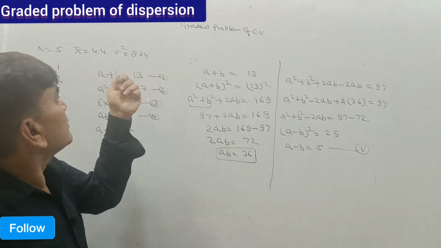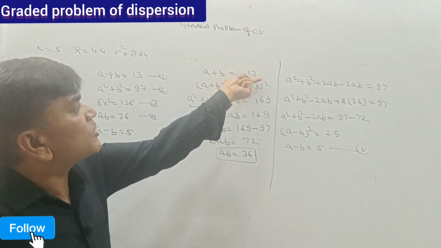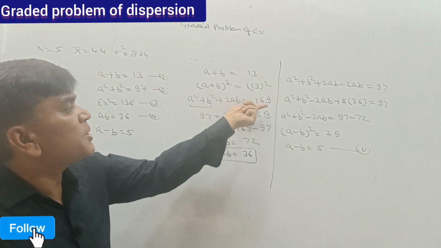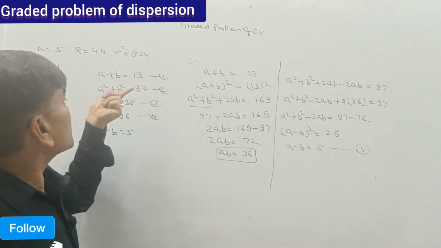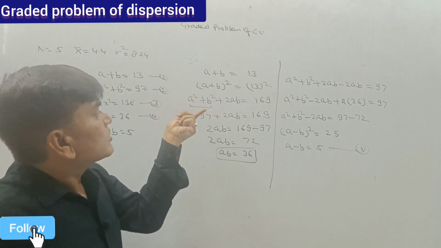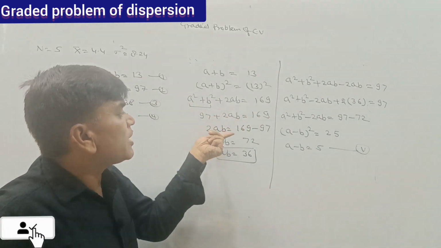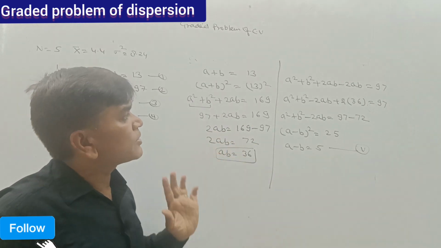So what we have done? The very first, we have a plus b is equal to 13, given. So we square both sides. So a square plus b square plus 2ab is equal to 169. The a square plus b square value is given, 97. So putting the value of 97, 2ab is equal to 169 minus 97. So the value of 2ab is equal to 72. So ab is equal to 36.